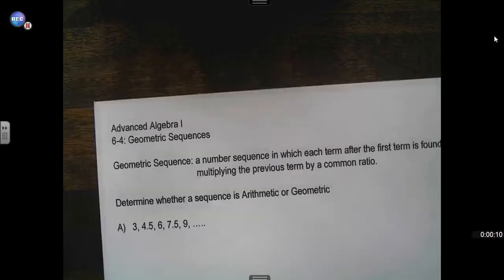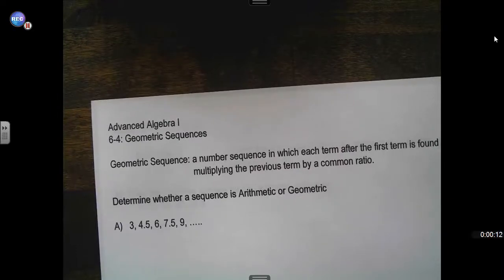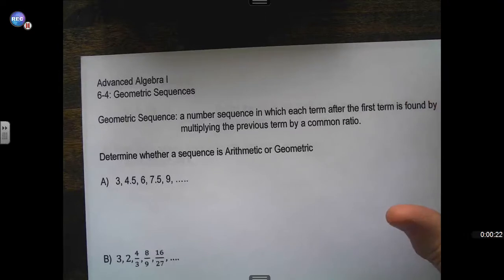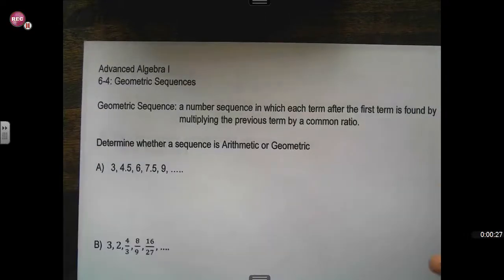This is Advanced Algebra 1, looking at Topic 6, Section 4, geometric sequences. So we've already learned, when we were learning about linear equations, lines, we studied arithmetic sequences and learned how to write a recursive definition. We learned how to write an explicit formula for those. And now that we're studying exponential functions, we can move on to geometric sequences because they are exponential.